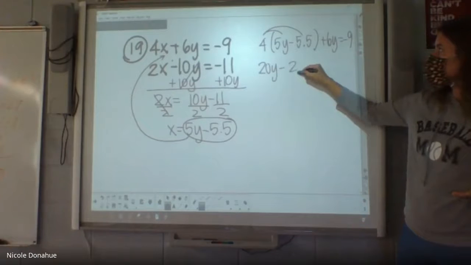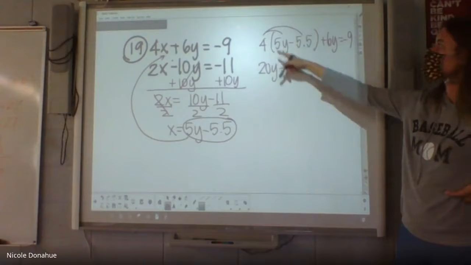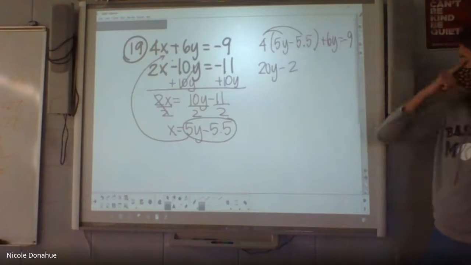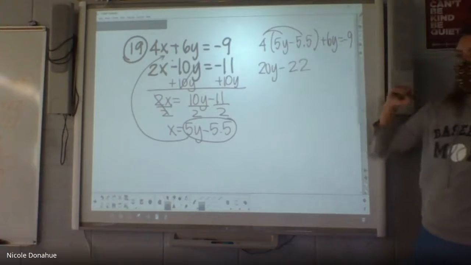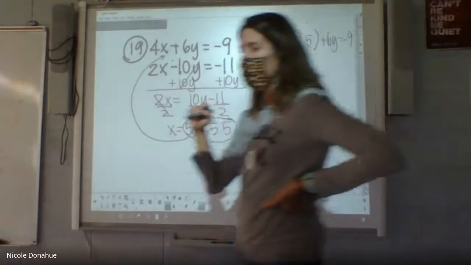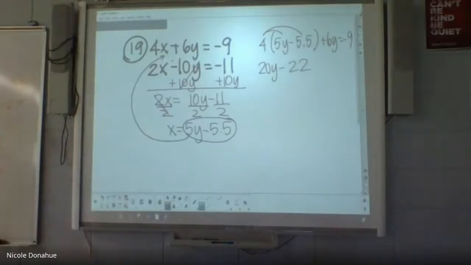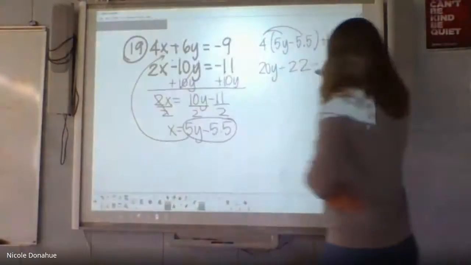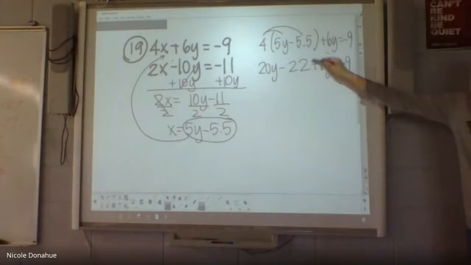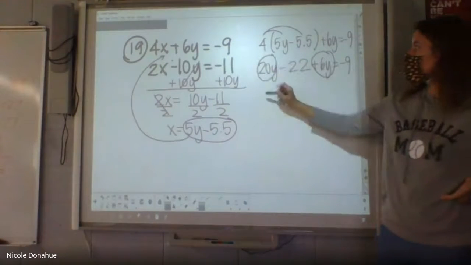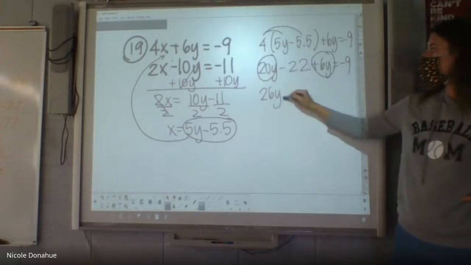What? I said 20y. No, well, that's 20y, but then you already did that one. Yeah, sorry. And then 22, I think. 5.5 times 4, sorry. Yeah, 22.